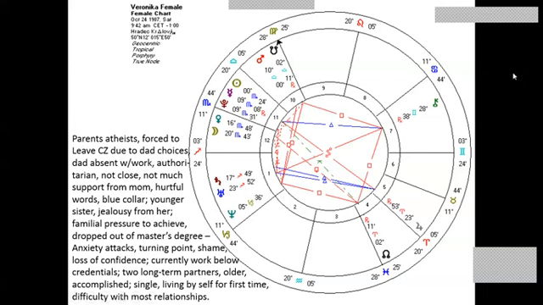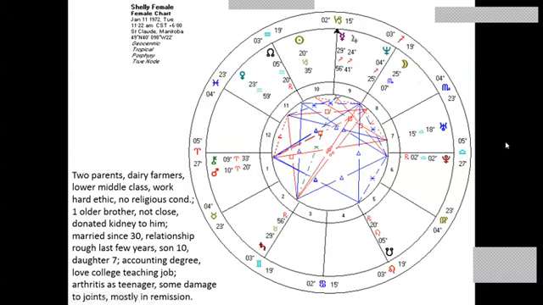So let's look at the next one here. In this case, we are going to look at Pluto and the nodes. This volunteer has Pluto at 2 degrees Libra retrograde in the end of the sixth house.